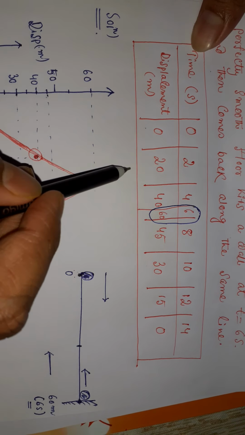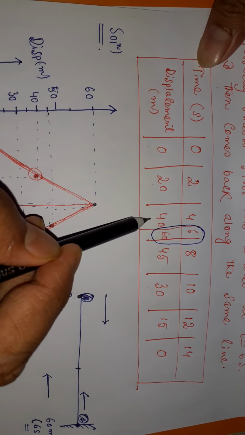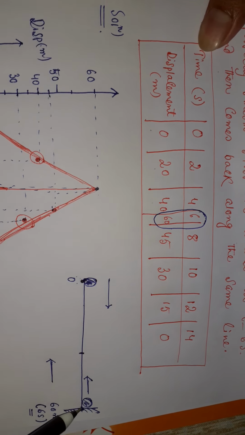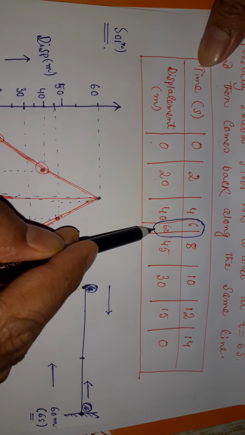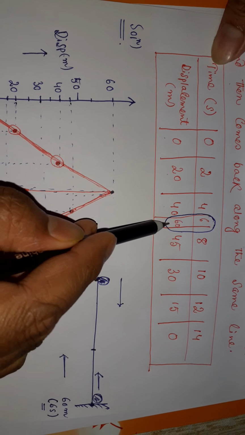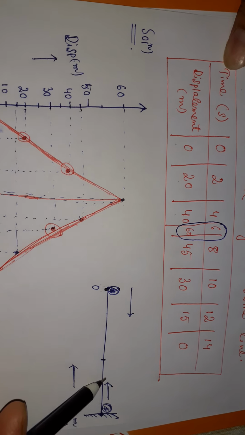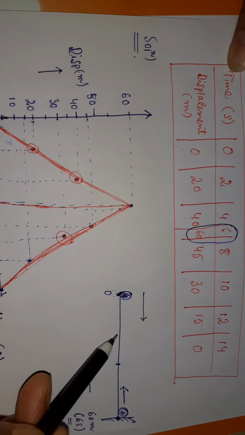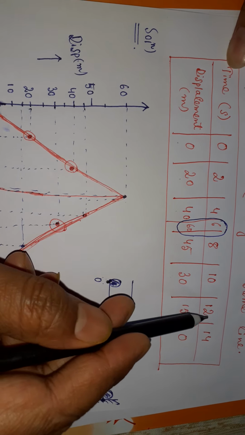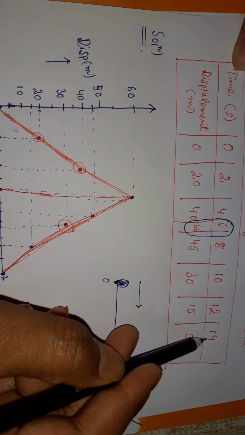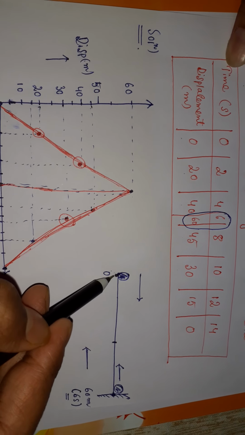At 2 seconds, the body has covered 20 meters displacement. At 4 seconds, 40 meters. At 6 seconds, when the body hits the wall, the maximum displacement it has achieved is 60 meters. After 6 seconds, the velocity will decrease and the displacement will also decrease, because it is going in the backward direction. At 8 seconds the displacement will be 45, at 10 seconds 30, at 12 seconds 15, and at 14 seconds the body will come back to the original position.